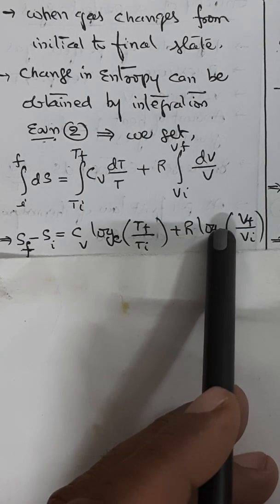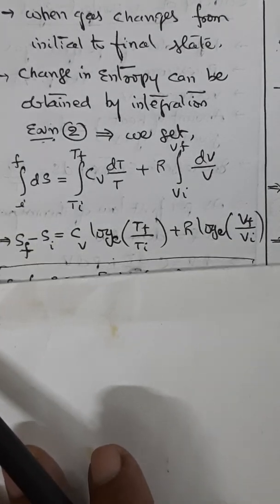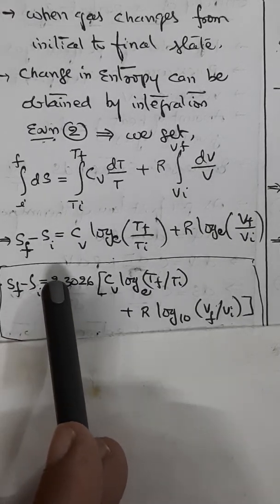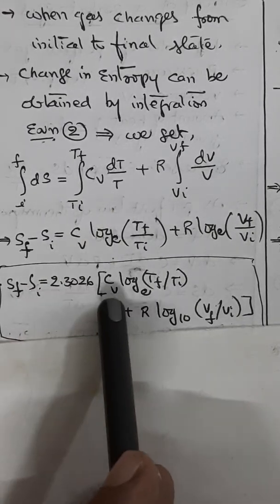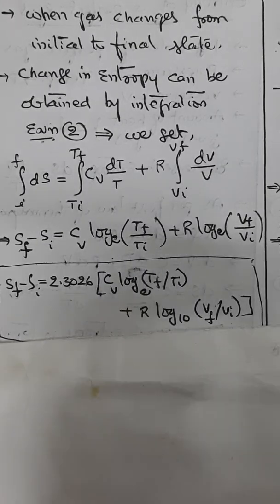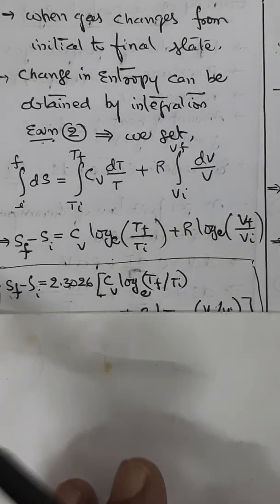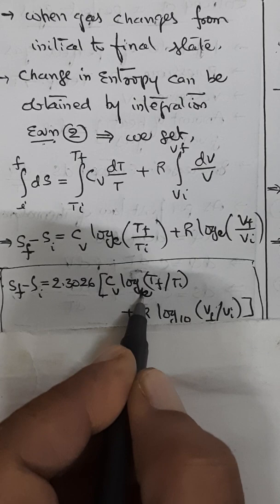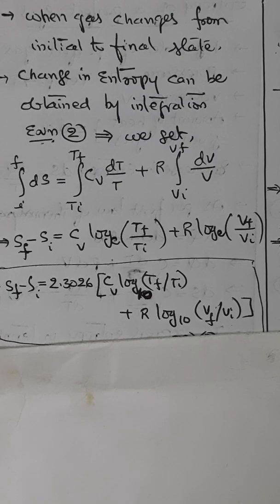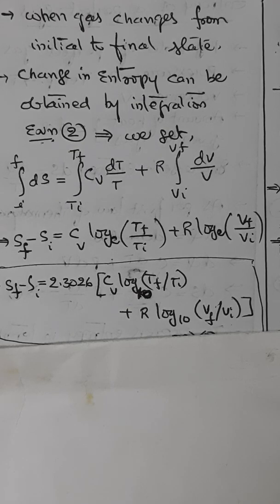Okay. Now this can be written in terms of log to the base 10. Then you can represent it as Sf minus Si equal to 2.3026 multiplied by Cv log Tf by Ti to the base 10 plus R log to the base 10 Vf by Vi. This is how you can express the change in entropy when the gas changes from the initial state to the final state.